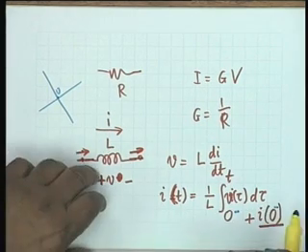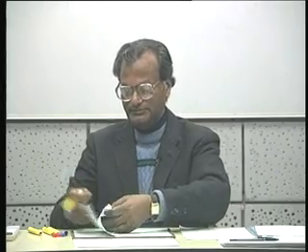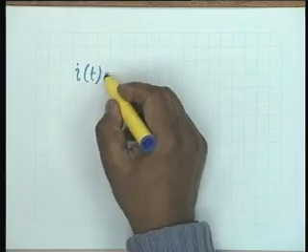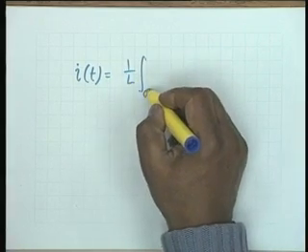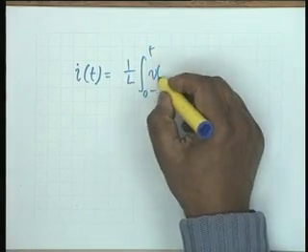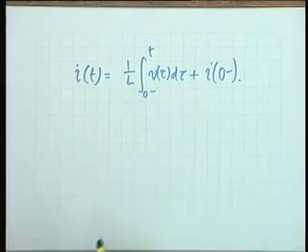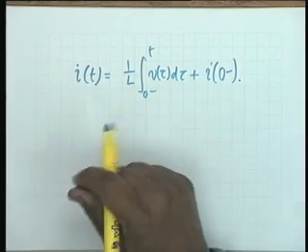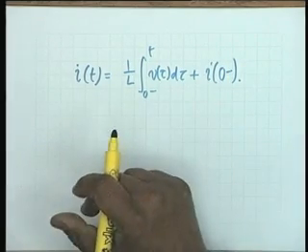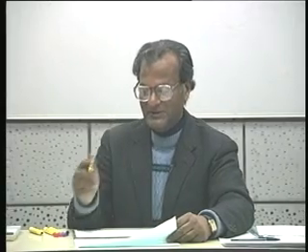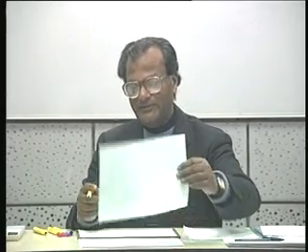All right, let me write it down. Again, i of t equals 1 over L integral from 0 minus to t of v of tau d tau plus i of 0 minus. Isn't 0 minus redundant, because we shouldn't expect anything before 0? We could just say 0 plus and let the 0 minus come in the other. There is a problem.